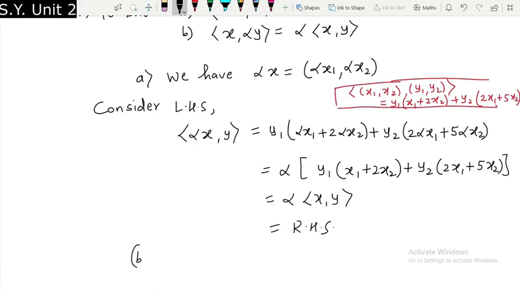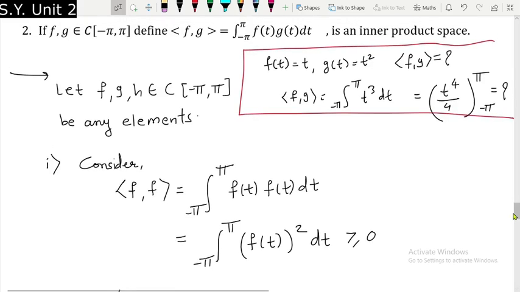Now I'll leave the B part for homework, which can be done by you. Obviously send me the solution on WhatsApp. Now let us go for the next example. Here we are supposed to show that this function defined in this way is an inner product on the space of all continuous functions from minus pi to pi.